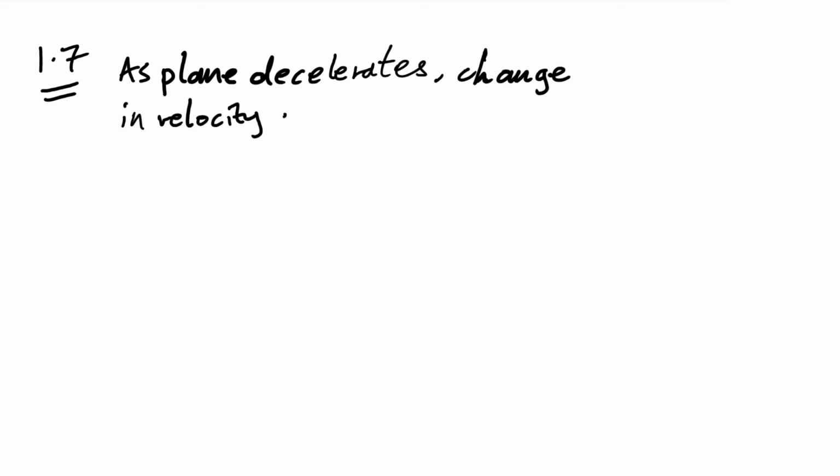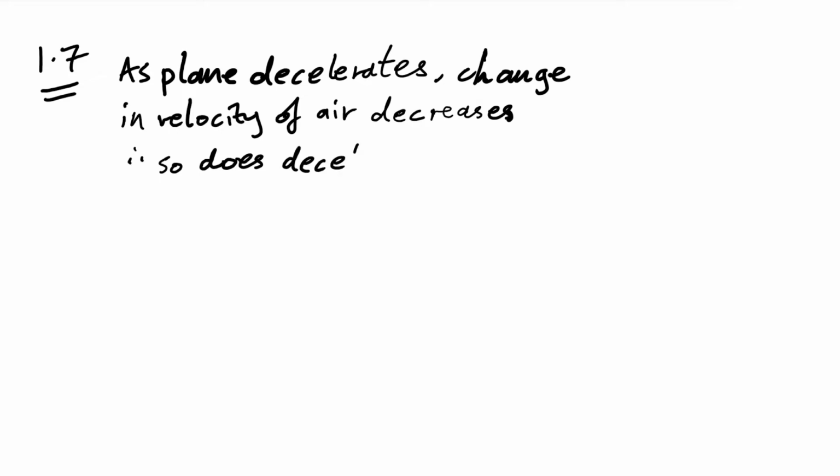And finally, 1.7. Why isn't the force going to remain constant? Well, in order for the force to remain constant, the air needs to be going the same speed into it. So we can say as the plane slows, or as the plane decelerates, the change in velocity of air decreases, therefore so does the decelerating force. And we could also add in here the change in momentum.